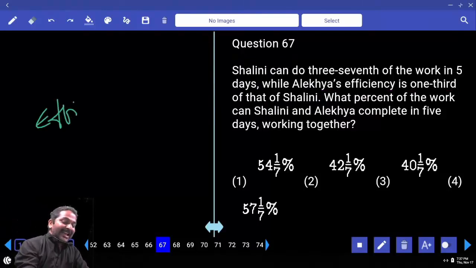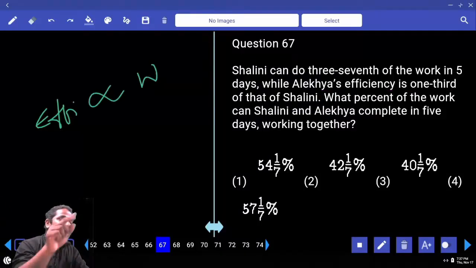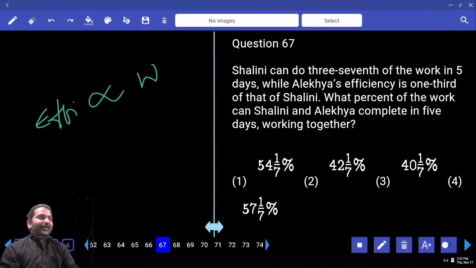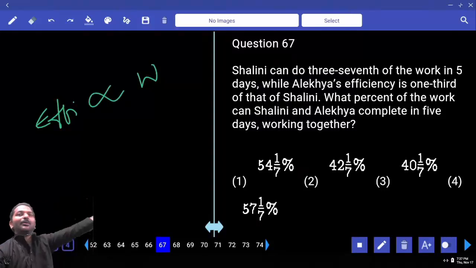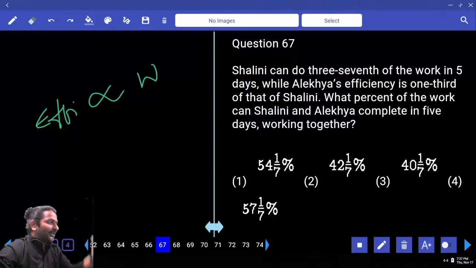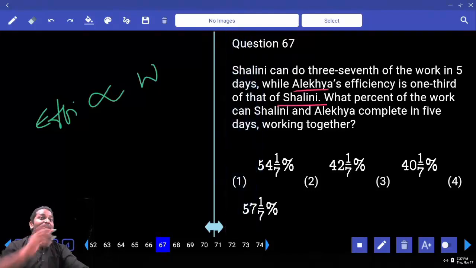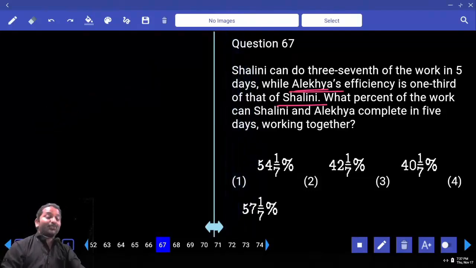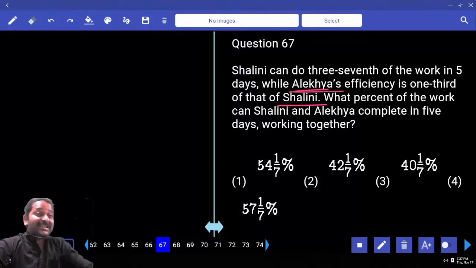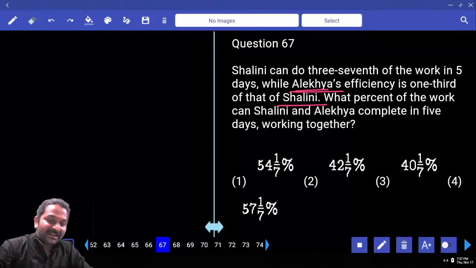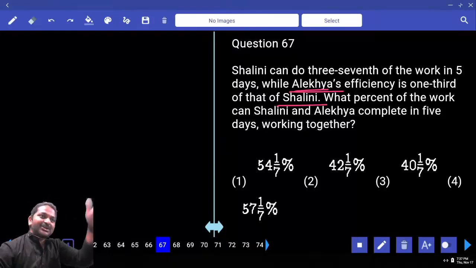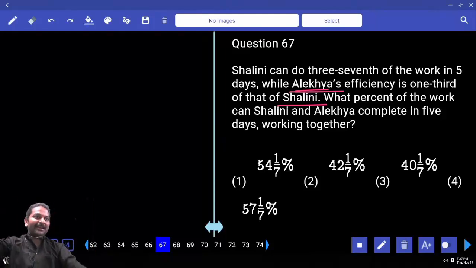Efficiency and work, both are directly proportional. If your efficiency is more, you can do more work. If your efficiency is less, you can do less work. So out of Alekhya and Shalini, who is more efficient? Shalini. Alekhya's efficiency is what fractional part of Shalini's efficiency? 1/3. Then work done by Alekhya is also going to be 1/3 of Shalini's, in the same time, right?